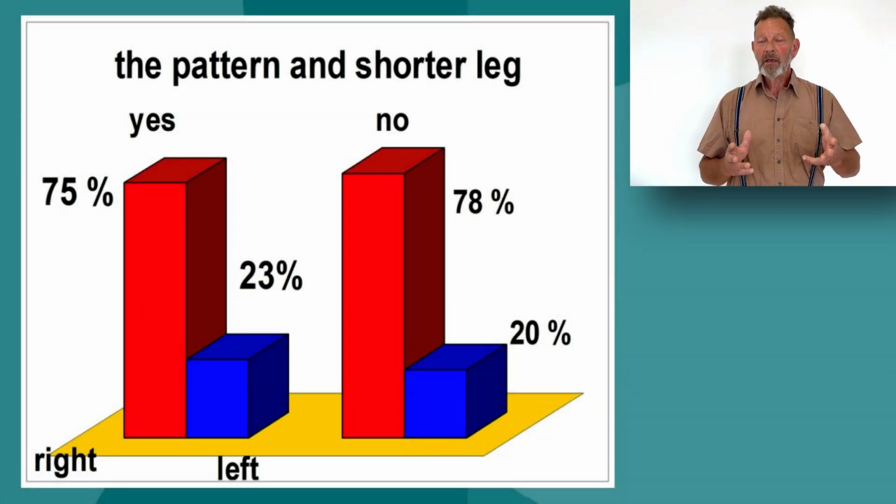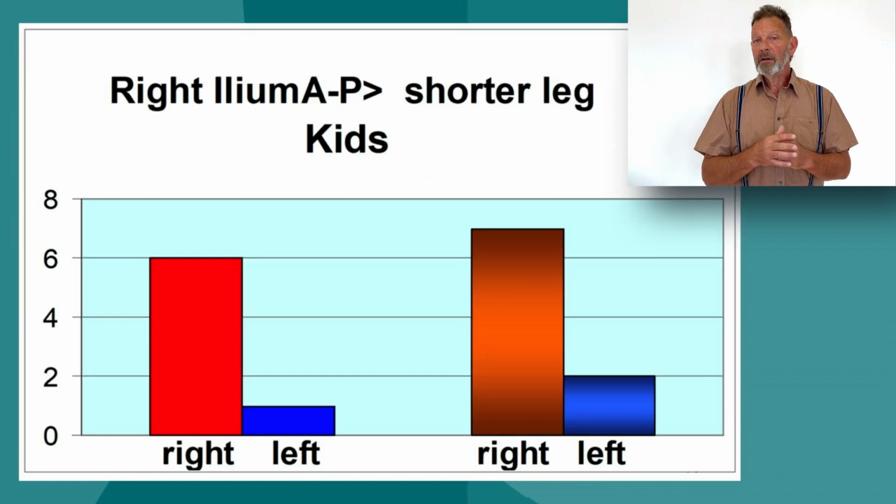And I look, yes, the pattern, is it in relation to the shorter leg? And no, it's the same. Also, people with the left leg short show the same increased right ilium. With the right leg shorter, they showed the same increased right ilium. I did it with kids too.